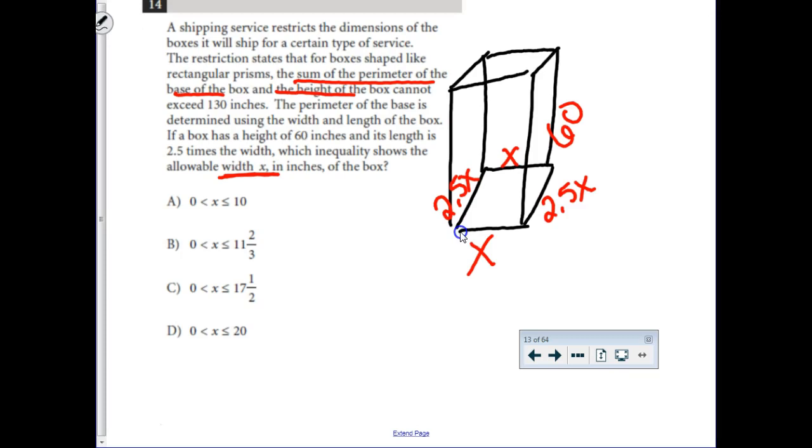But to simplify it a little bit, just call it 2 of these plus 2 of these. So that would be plus 5x. Keep reading. Sum of the perimeter is base of box and the height. What was the height? 60. And I ran out of room like an idiot. Should have written that over. Ugh.